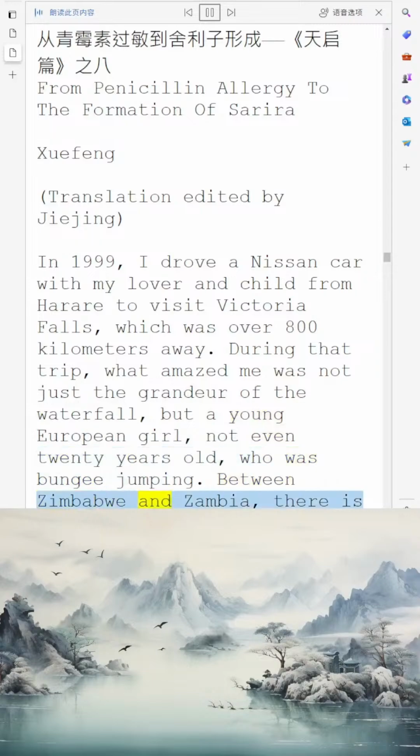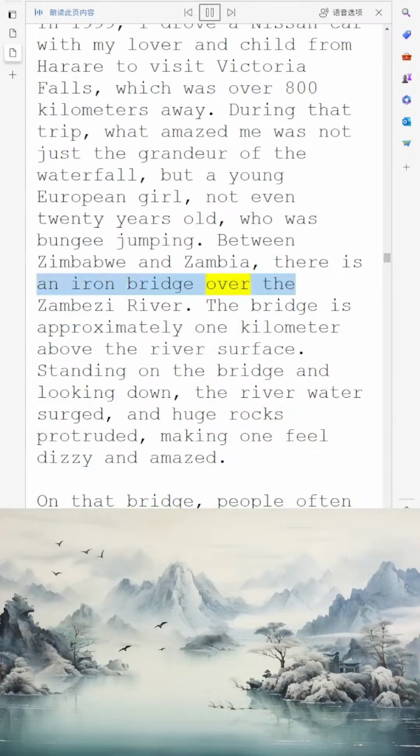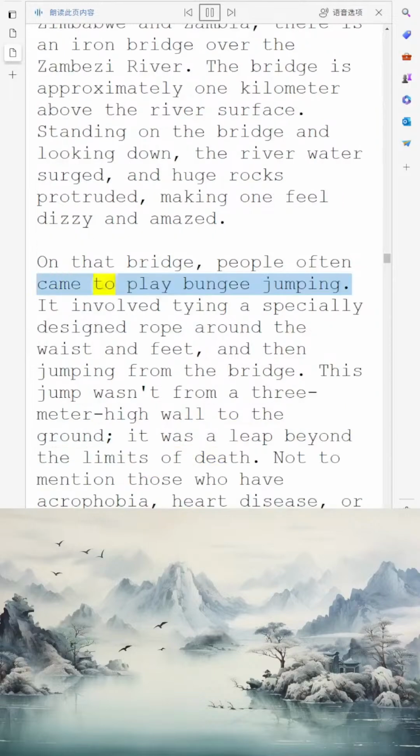Between Zimbabwe and Zambia, there is an iron bridge over the Zambezi River. The bridge is approximately 1 kilometer above the river surface. Standing on the bridge and looking down, the river water surged and huge rocks protruded, making one feel dizzy and amazed. On that bridge, people often came to play bungee jumping. It involved tying a specially designed rope around the waist and feet, and then jumping from the bridge.